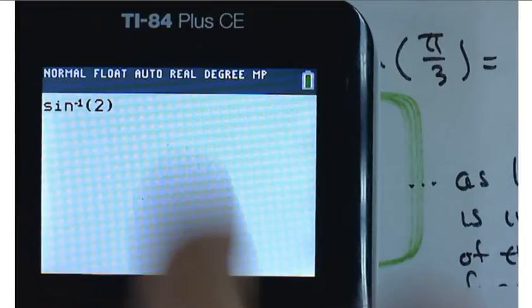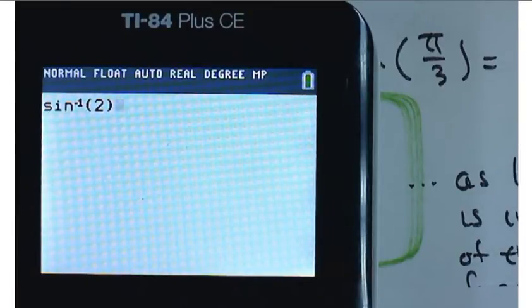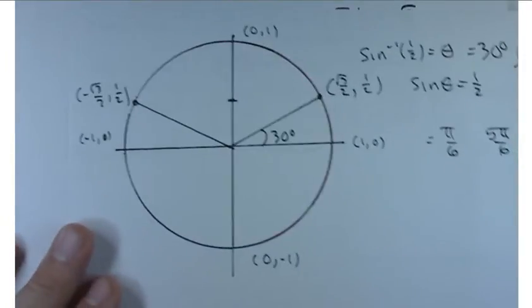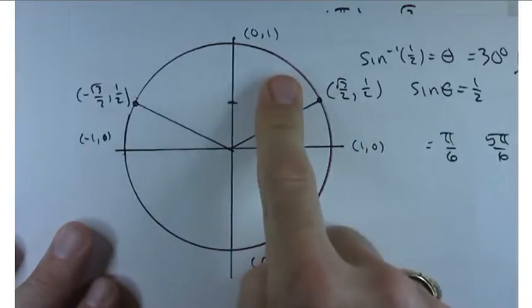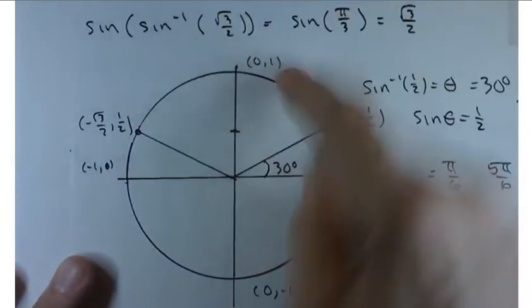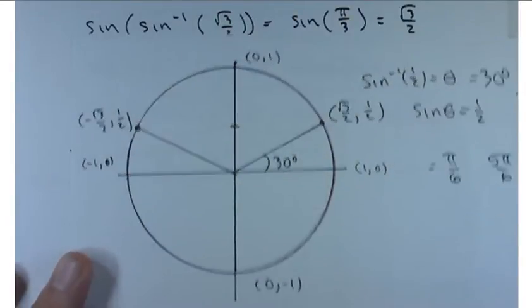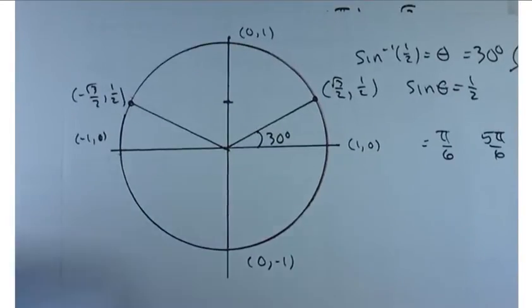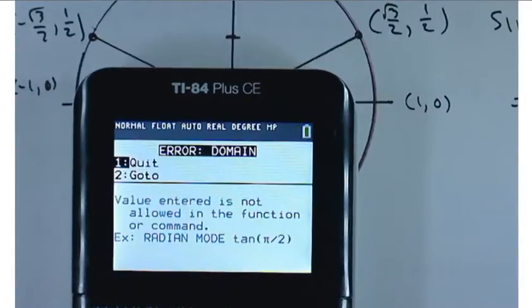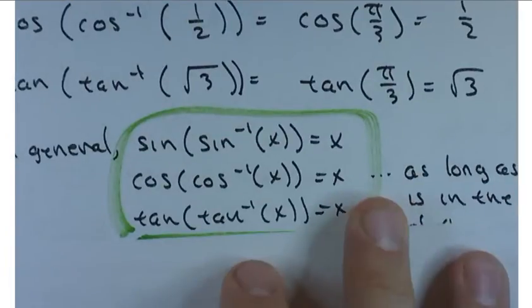Because what do you think about what you're looking for? If you're trying to find the sine inverse of 2, you're looking for something that has a y-coordinate of 2 on the unit circle. There isn't anything. Y-coordinate of 2 is way up here. You're not going to find that on the unit circle. So when you do this, you get an error. Not surprisingly.